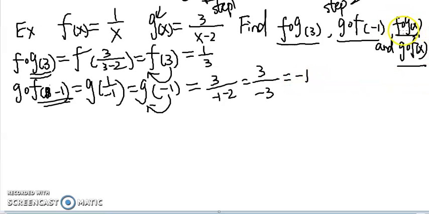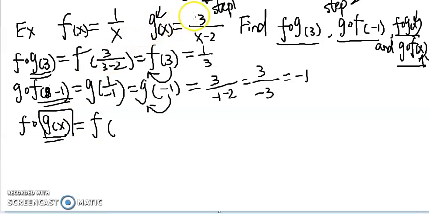But in general, what if we're not given a number, we're just given a variable x? This can be worked out similarly to the case where you have a number. So step 1, you work out g of x. But you don't really have to do anything, because that means replacing this x with this x, so it's not going to change anything. What's g of x? g of x equals 3 over x minus 2. So you just replace g of x with 3 over x minus 2, because they're the same.